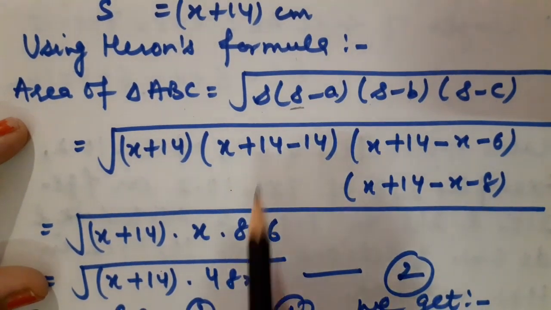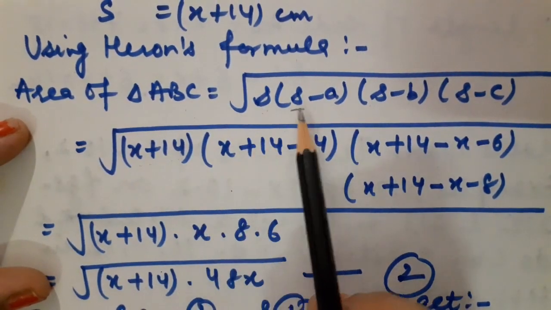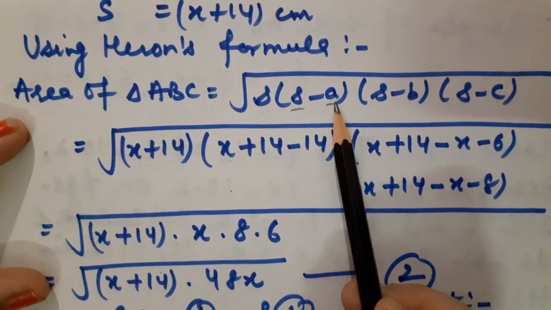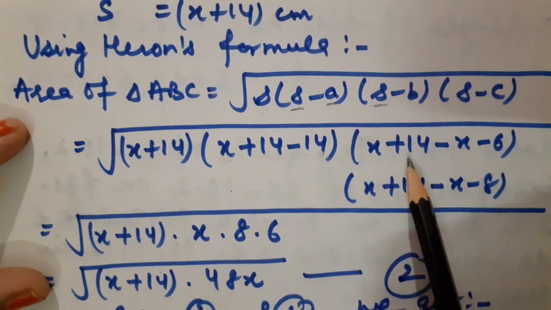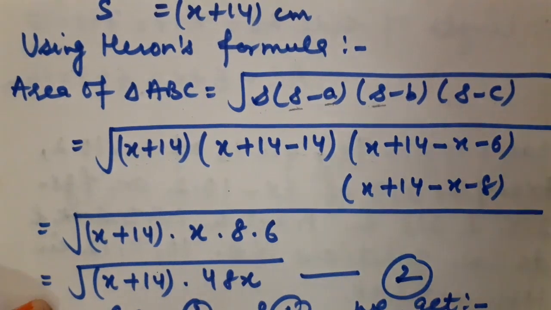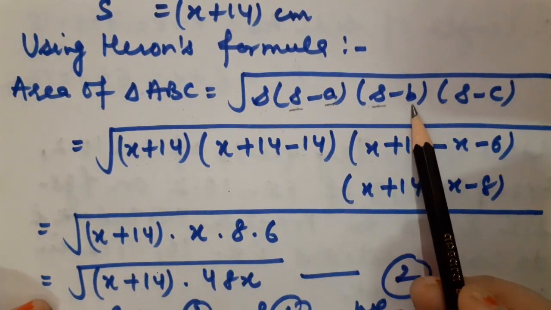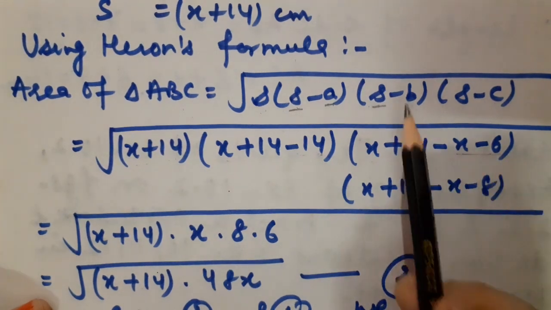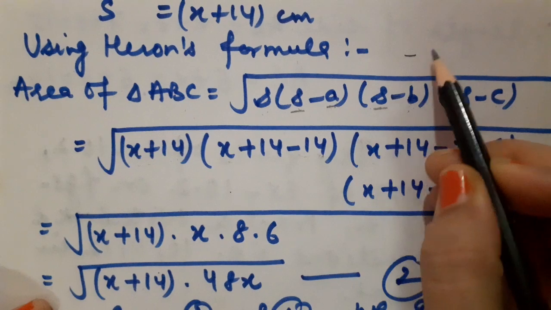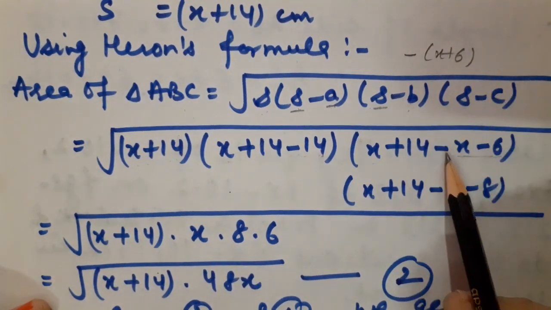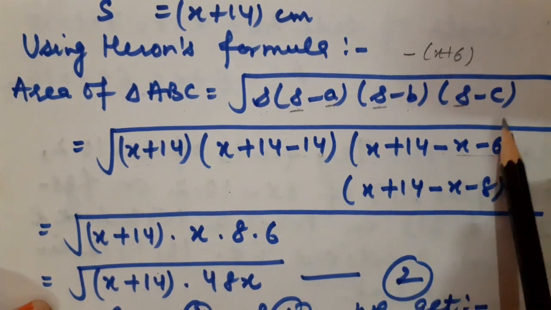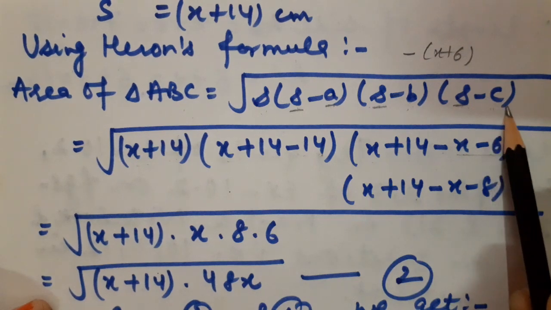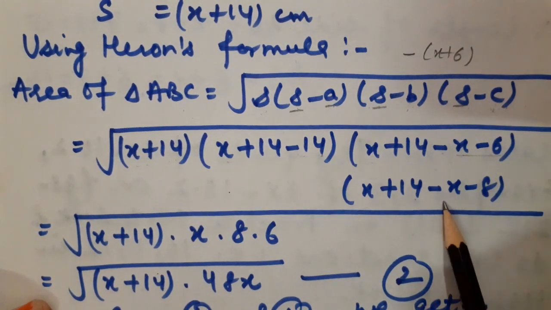Fine children? So what is S? S is x plus 14, into, this is x plus 14 minus, what is A? A is the length of side BC, that is 14. So minus 14 I have written over here. Now this is again S. S is what? x plus 14. B is the length of the side AC. And AC is what? x plus 6. So when minus will enter inside the bracket, this is minus of x plus 6 actually. So it would become minus x minus 6. Fine children? Into, again semi-perimeter is x plus 14 and the length of the third side, that is AB, is equal to x plus 8. So it would become minus x minus 8.